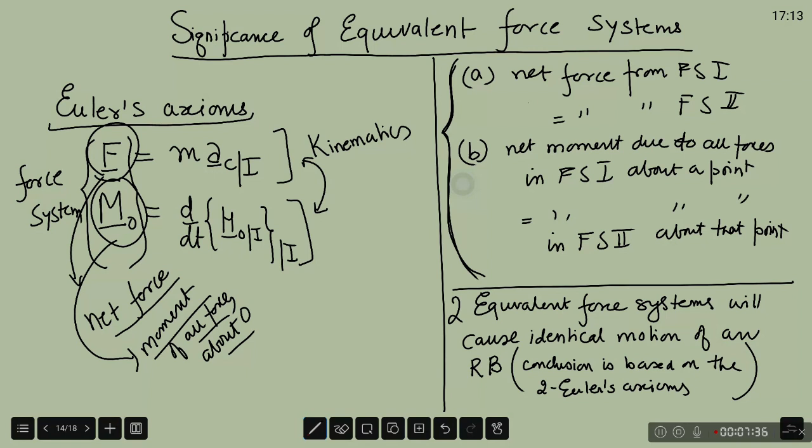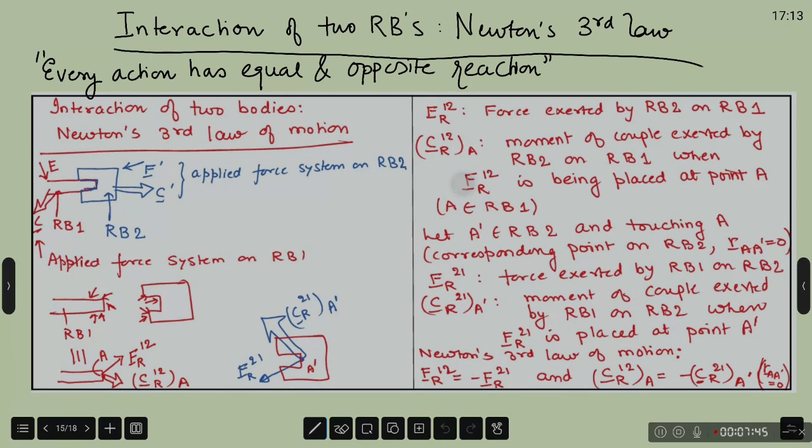Alright, now we will move further. We know the relationship between forces and kinematics, Euler's axioms, and very soon we want to start solving some problems, predicting the motion of RBs. Before we go there, there are 2-3 more concepts which we want to understand. Those concepts will equip us better to solve those problems. One of those concepts is the interaction of two RBs in Newton's third law. Newton's third law, you are aware, says every action has an equal and opposite reaction.